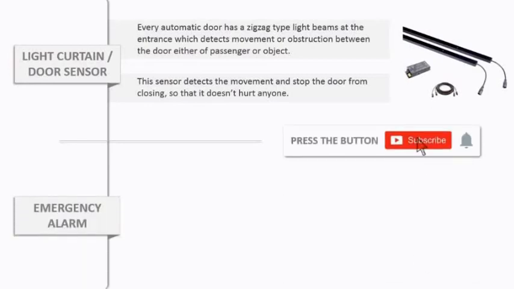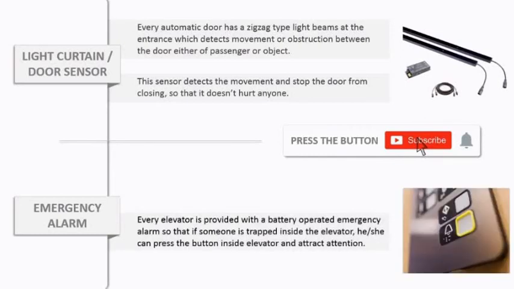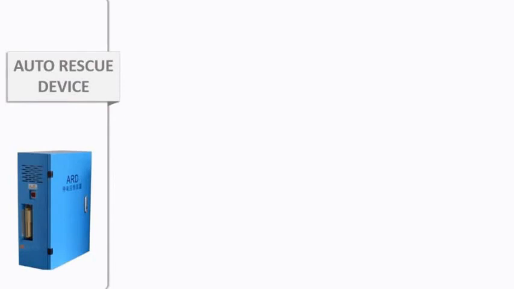There is an emergency battery operated alarm in every elevator. If someone is trapped in the elevator, they could just press a button inside the elevator, which has a bell type icon, and attract attention. Commonly known as ARD, auto rescue device, is a main safety feature in elevators.